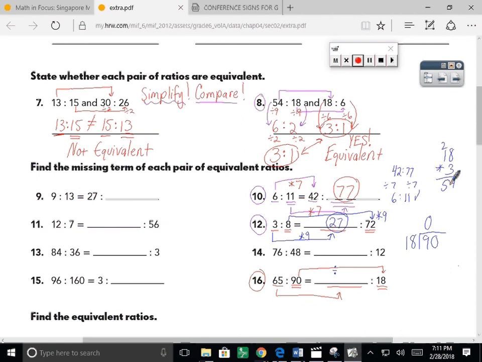Oh, not close enough. I better try again. All right, let's rethink that. What about 18 times 4? Well, 4 times 8 is 32. I'll keep the 2 and regroup the 3. And 4 times 1 is 4, plus 3 more makes 7. 72. Oh, I'm pretty close. Do you think I can get closer?